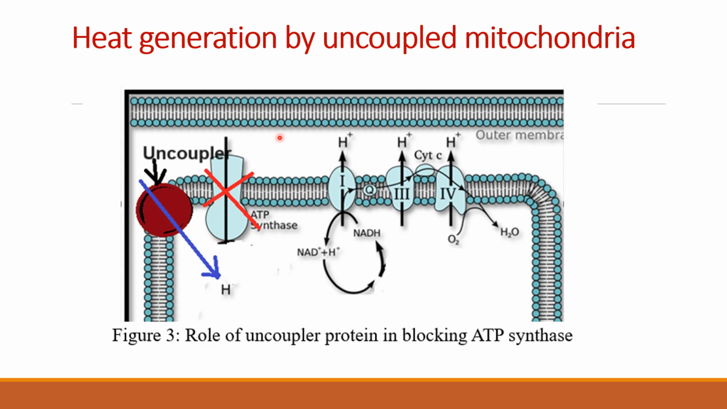Rather, in newborns, these mitochondria have thermogenin, which is the uncoupler. Once the uncoupler binds here, the action of this ATP synthase is stopped. Rather, it becomes the channel diverting the protons to enter into the matrix. During this process, as the protons are being pumped back through this, heat is generated. So this heat generation is because of uncoupling of mitochondria.